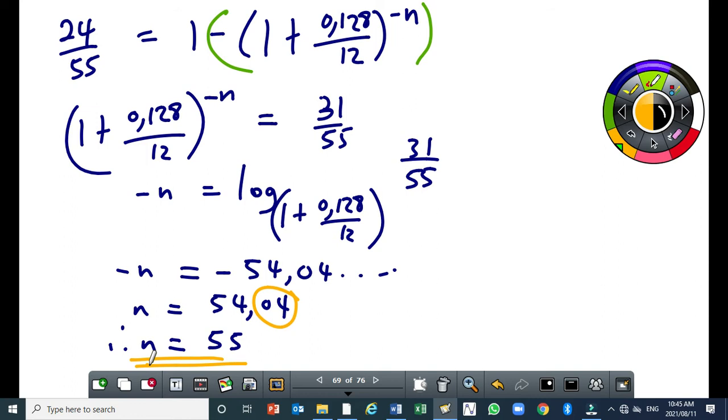I hope you saw how I found the final answer. So the number of payments is going to be 55 payments. There are 54 full payments of 11,000 rand. The last payment won't be the full payment of 11,000. Okay?